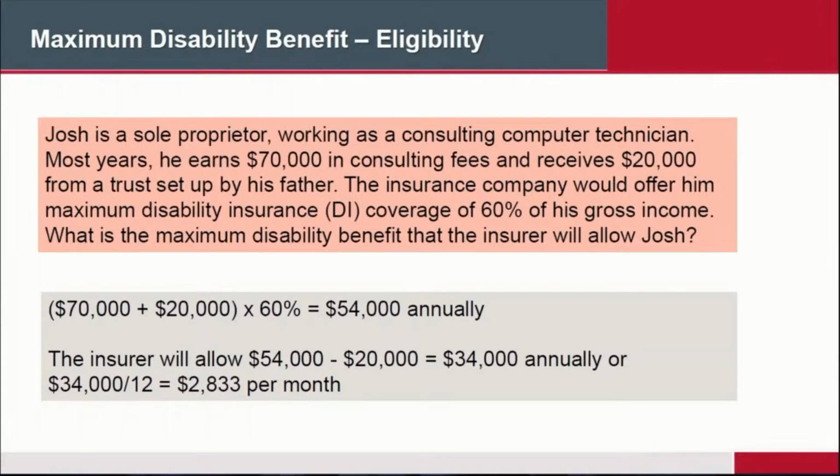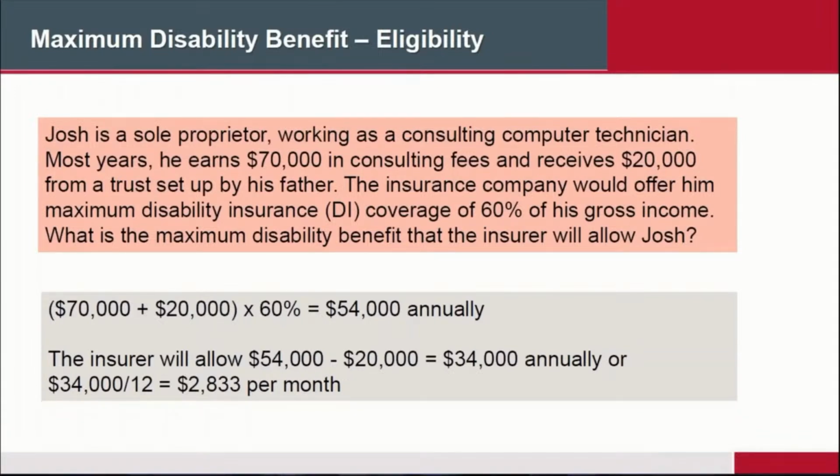But this is where it becomes interesting. Remember, I said to you that we don't insure the unearned portion, in other words, the trust income. So the insurance will allow 54,000 minus that $20,000 of unearned income. So that drops his benefit now to $34,000 annually. And once again, divided by 12, he gets $2,833 per month.